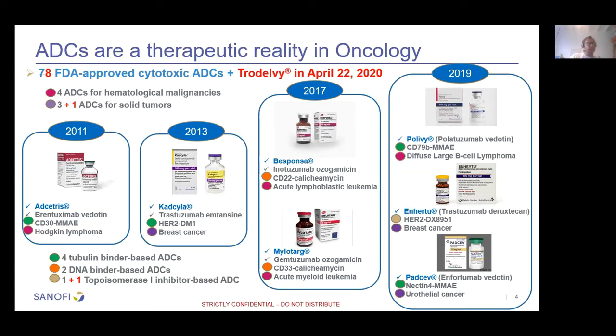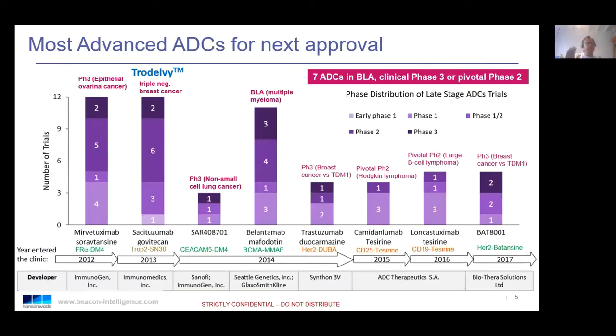On the next slide, I would like to share with you a brief overview of what could be the next approvals across the most advanced ADC. As I mentioned previously, Trodelvy should no longer be in this slide, but I did not have the time to redo it. But following this nice approval, we still have 7 remaining ADC at advanced stage of biologics license application, phase 3 or pivotal phase 2.